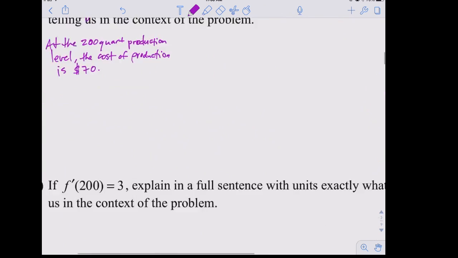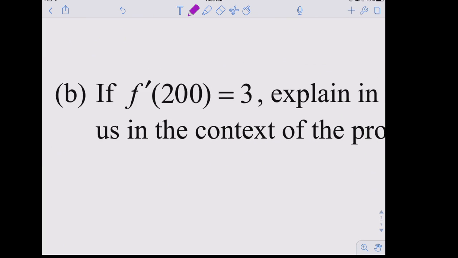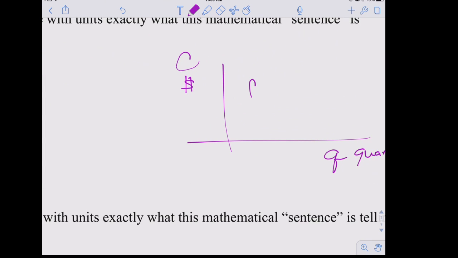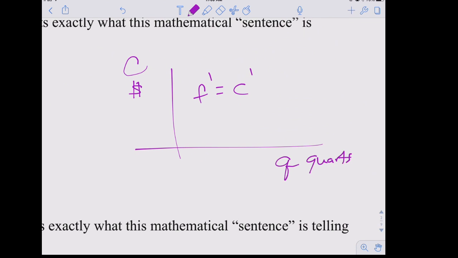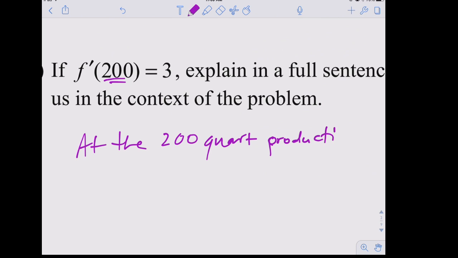Good. Part B, if f prime of 200 is 3, explain in a full sentence what that's telling us. So let's come back over here real quick. What were the units of f prime, which is really c prime as well? Units of slope are always going to be units of division, right? Units of y over units of x. So it'd be dollars per quart. The units of slope are dollars per quart. So we could say again 200. So at the 200 quart production level, and that's what I'm going to always start with.